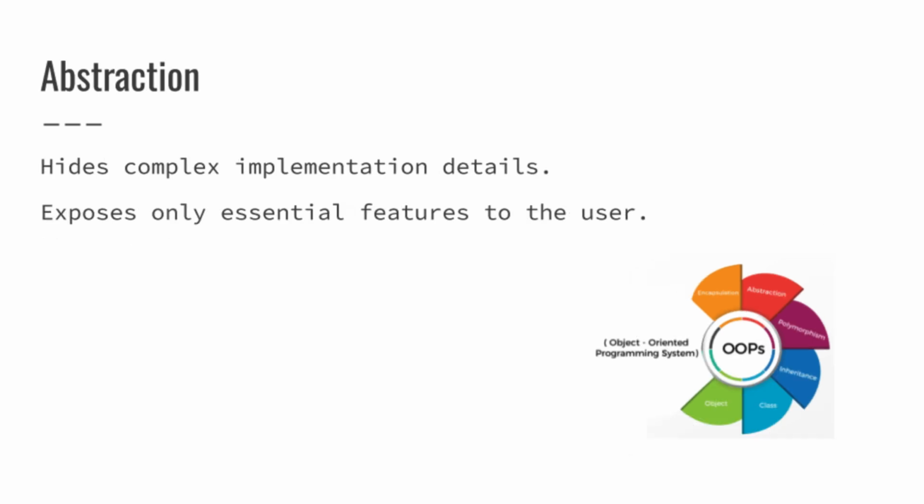Next is abstraction. Abstraction allows us to hide the complex implementation details and only show the users what's necessary. For example, when you are using a phone, you don't need to know how all the internal circuits work, right? You just need to know how to make a call.